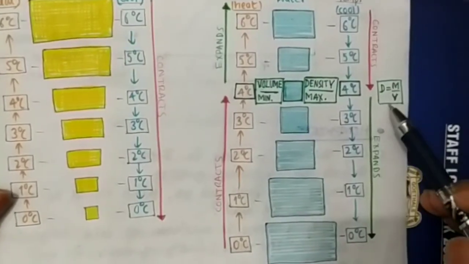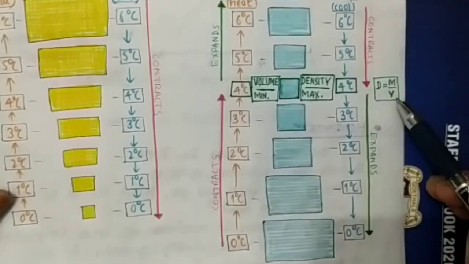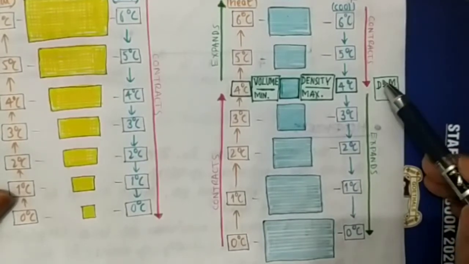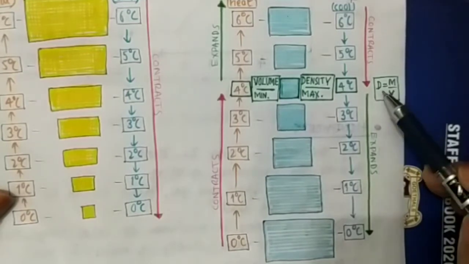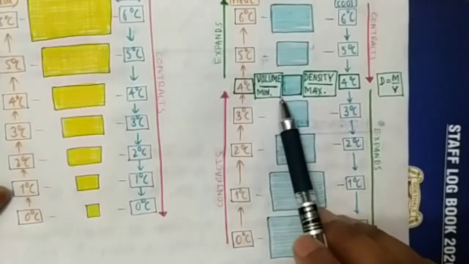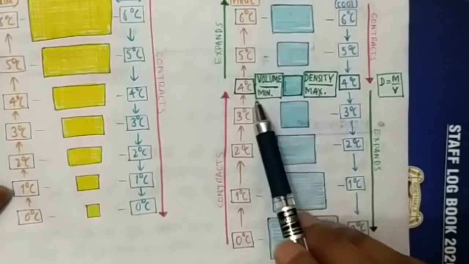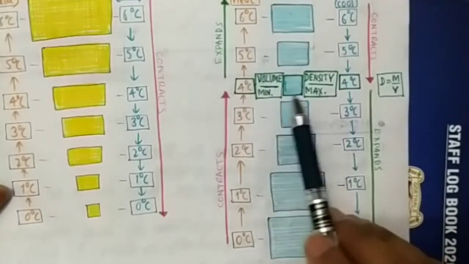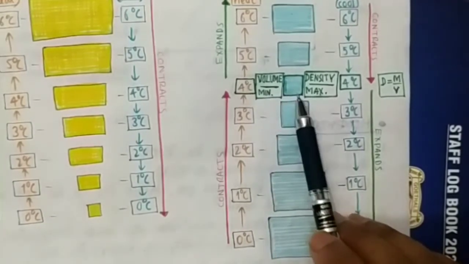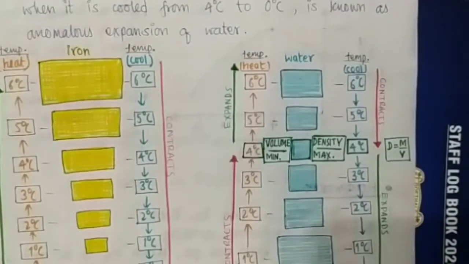Now we know that the formula for density is equal to mass by volume. So volume and density are inversely proportional. That means if volume increases, density will decrease. If volume decreases, density will increase. So here at 4 degrees Celsius, the volume of water is minimum, and hence the density of water will be maximum at 4 degrees Celsius. So you have to keep this in mind. We will be applying this particular concept in our topics which will follow after this topic.